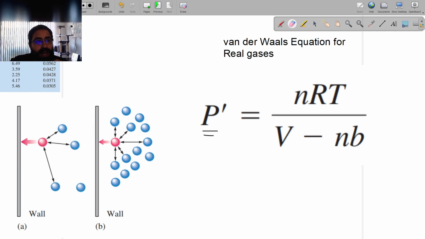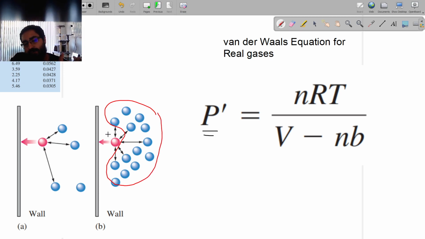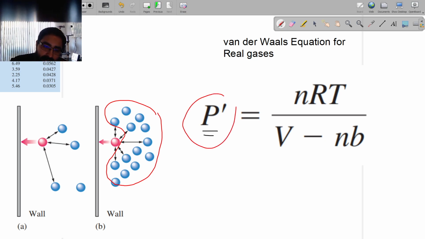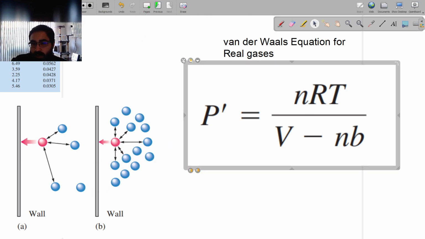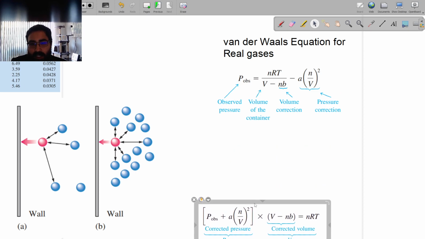And if you had way more particles attracting it, say you had a bunch of particles, well, now they're pulling it back, so the pressure is going to be affected even greater. So the number of moles is going to affect the amount of pressure. So that means that we have to make some correction to the P variable if we want to show a real gas. So let's get rid of this one, because now let's show the correction.